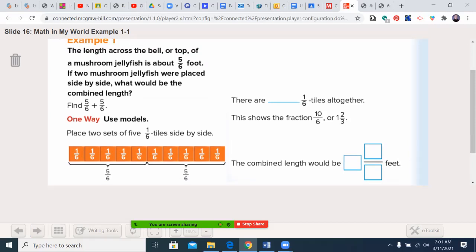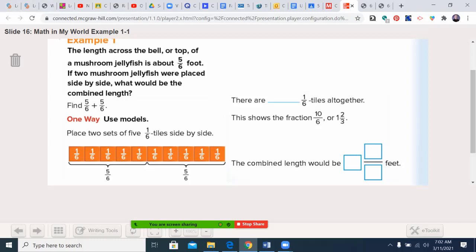Example basic. The length across the bell or top of a mushroom jellyfish is about 5/6 of a foot. If 2 mushroom jellyfish were placed side by side, what would be the combined length? There are a couple ways to do this. You may happen to have in your pocket some models. I know somebody does, right? Or is it just me? Okay. So I could set them here.